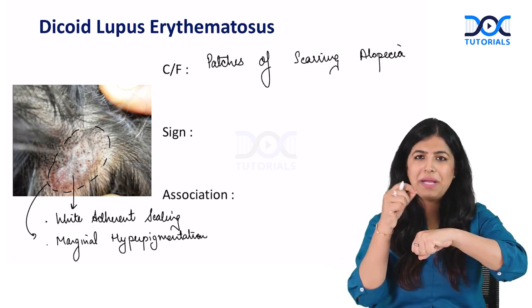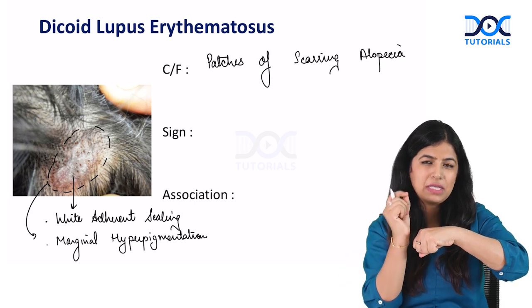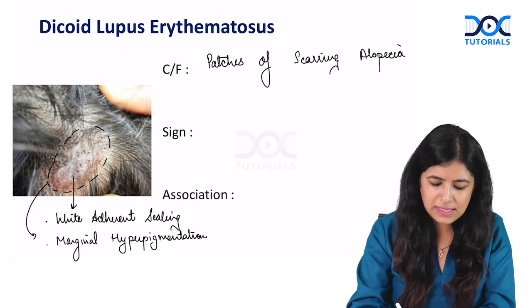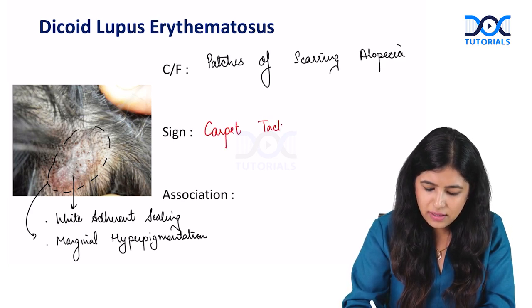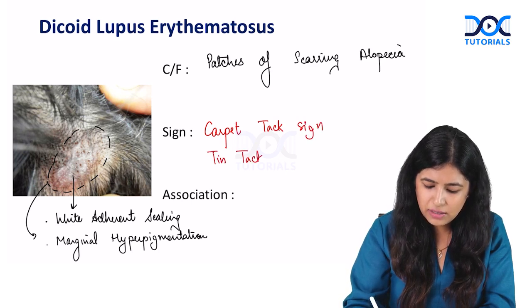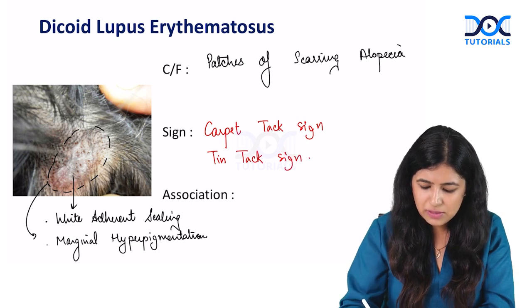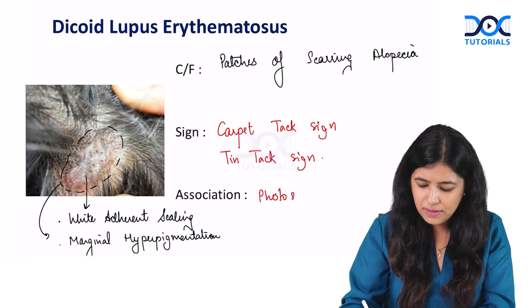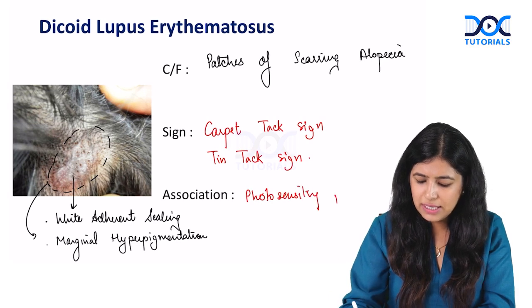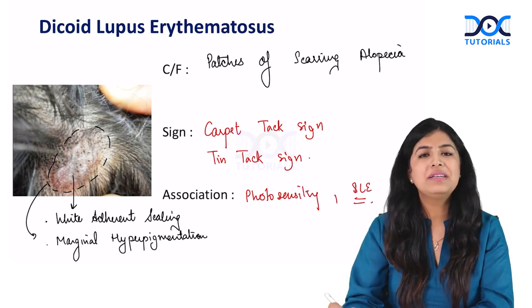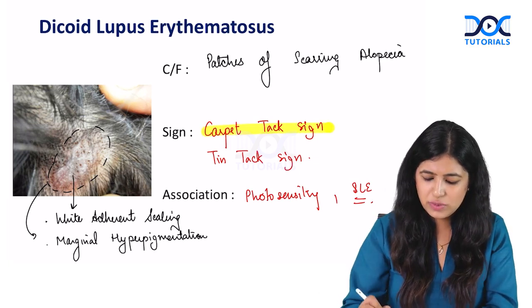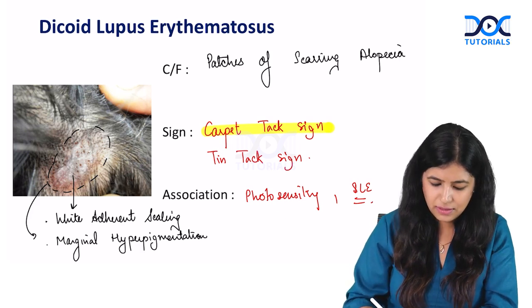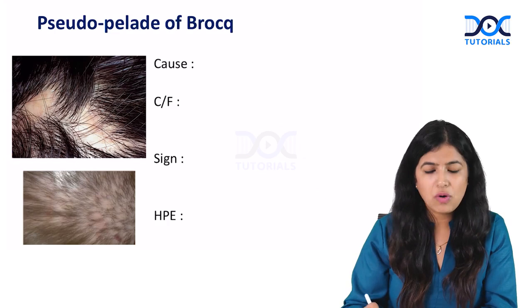When the white adherent scale is picked up with a forceps, there is a sign that we see. It is called the carpet tack sign, also called the tin tack sign. And DLE may be associated with photosensitivity, and in some patients it may progress to a full-fledged SLE. Okay, so here the most important thing that you have to remember is the sign, which is the carpet tack sign. Then we come to pseudopelade of Brock.